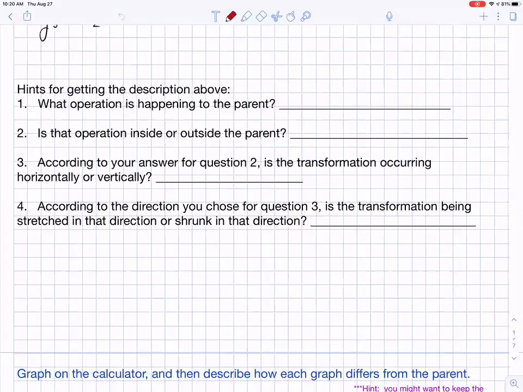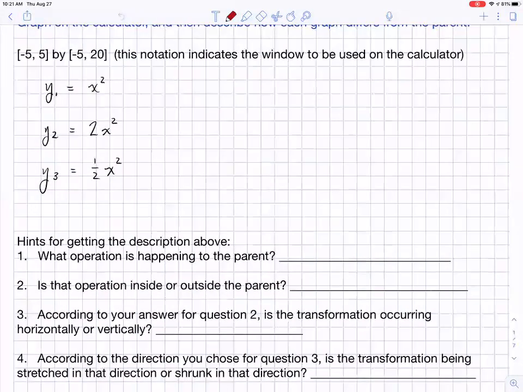Just like if I stretched you from top to bottom, you would get skinnier. It wouldn't be pretty either. So vertically, I'm stretching that. Now, number 3, according to your answer to question number 2, the transformation is occurring vertically. Just said that. According to your direction, and we already answered that. It's being stretched.